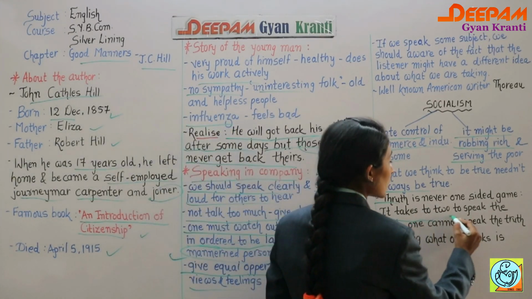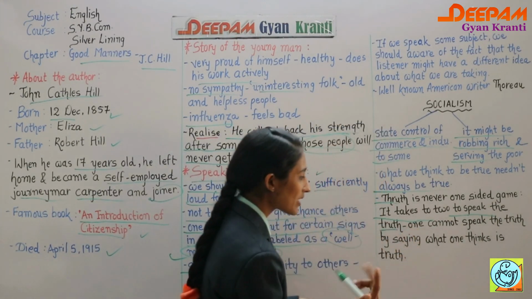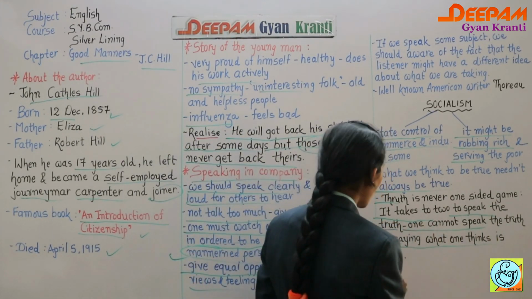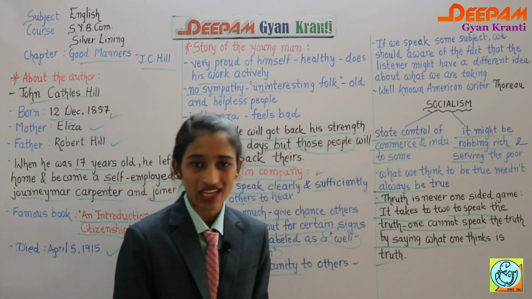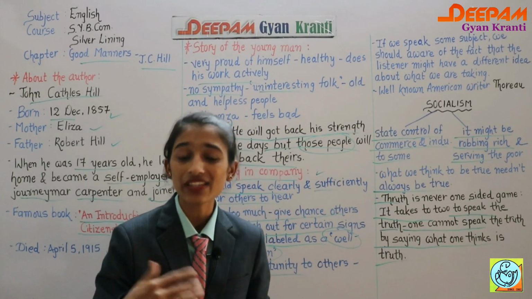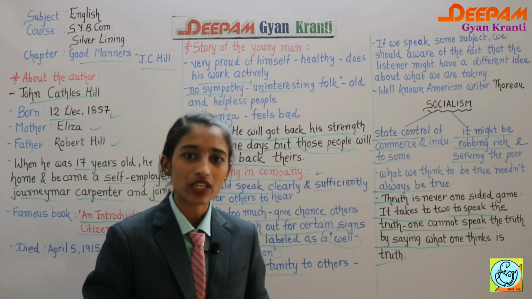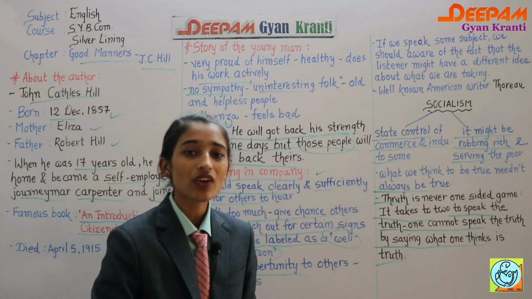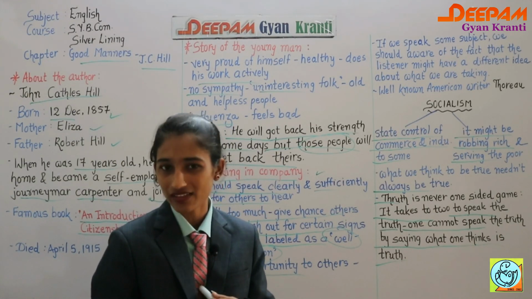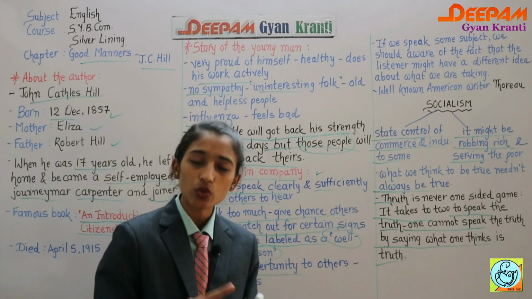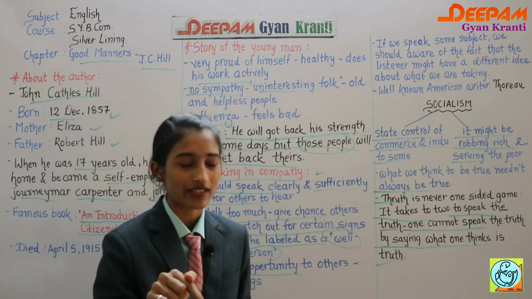It takes two to speak the truth, दो पर्सन चाहिए. One cannot speak the truth by saying what one thinks is the truth. We cannot say that this is the truth, but even the persons who are in front of you believe that whatever you are saying is definitely true. But if you are thinking that I am true, I am right, that is my point of view, but सबके point of view में वो जो truth है वो truth रहेगा. At that time only it is truth.